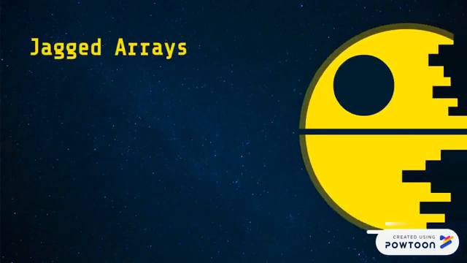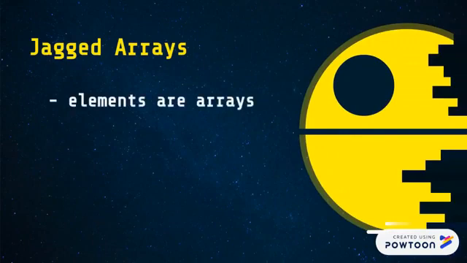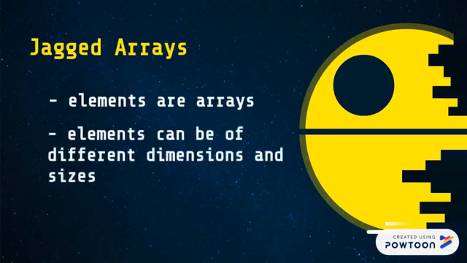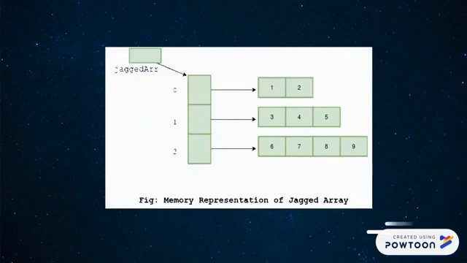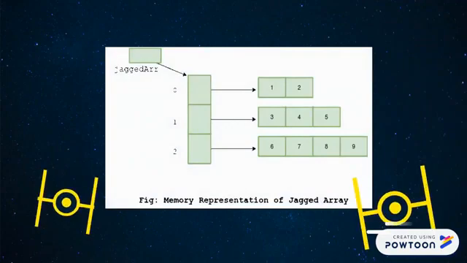Next one is the jagged array. It is an array whose elements are arrays. Unlike multidimensional or two-dimensional arrays, the elements of a jagged array can be of different dimensions and sizes. Please see the sample picture.